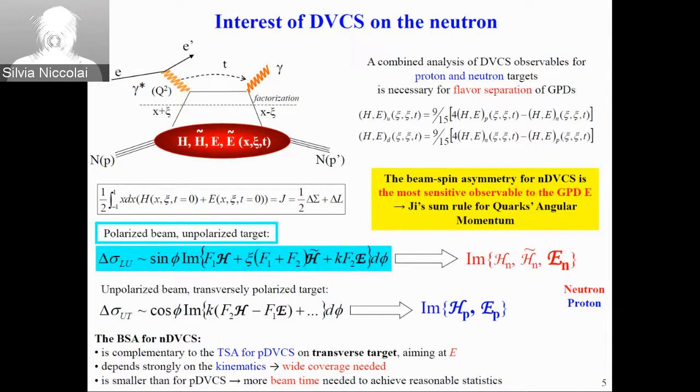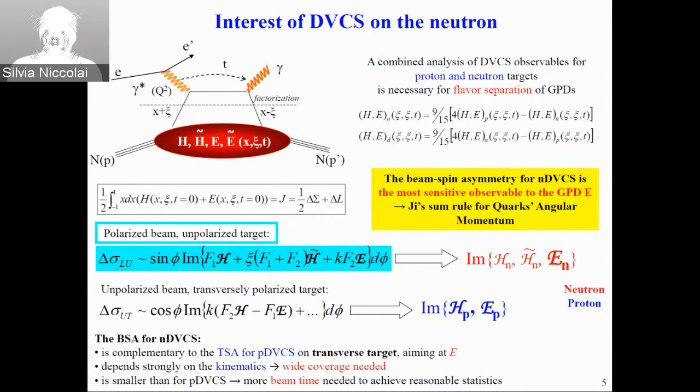But there is an extra interest in this particular experiment, which aims to extract the beam spin asymmetry for NDVCS, because this observable is the most sensitive to the GPD E. And the GPD E is vital for the measurement of the Ji sum rule to extract the quark's angular momentum. And it's also the least known nowadays and the least constrained.